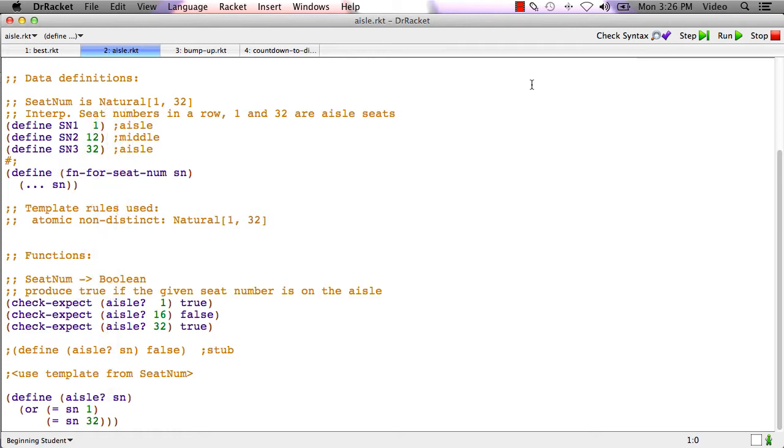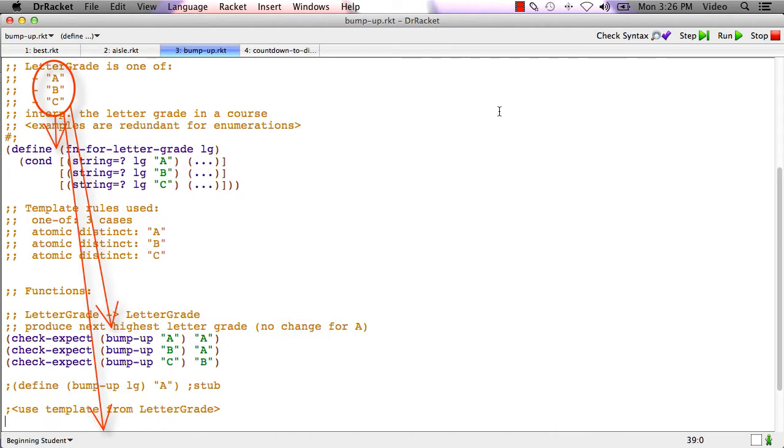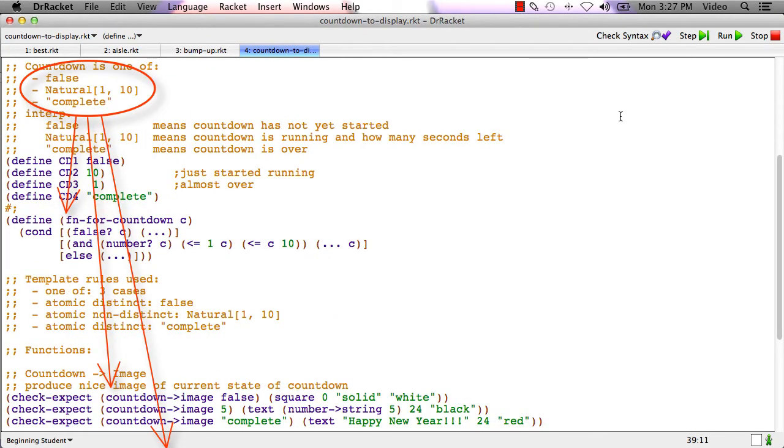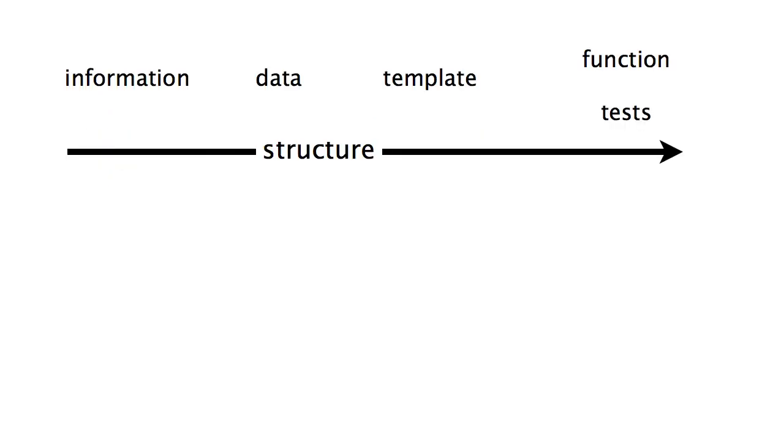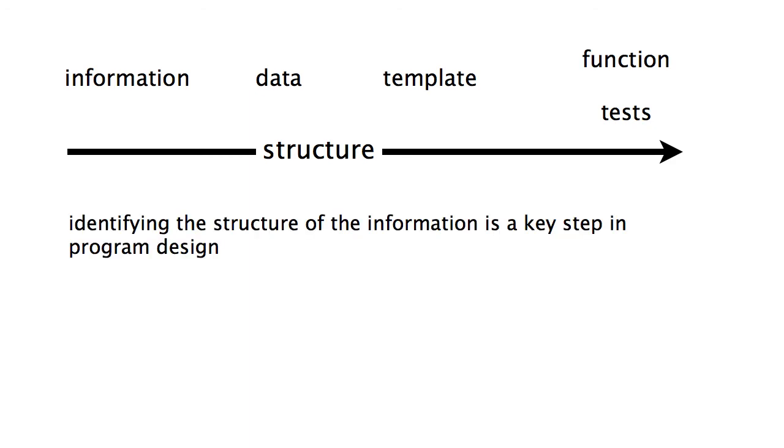Every example we saw this week, there was this same phenomenon, which is that once we identify the inherent structure of the information, that gives us the structure of the data used to represent it, which gives us the structure of the template, which gives us the structure of the function, and also we get guidance about the tests for that function. So identifying the structure of the information is really a key step, or maybe the key step in program design, at least for many kinds of programs, the ones we're going to look at for the first part of this course.